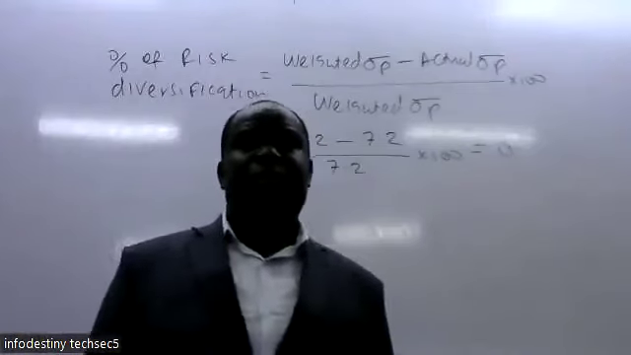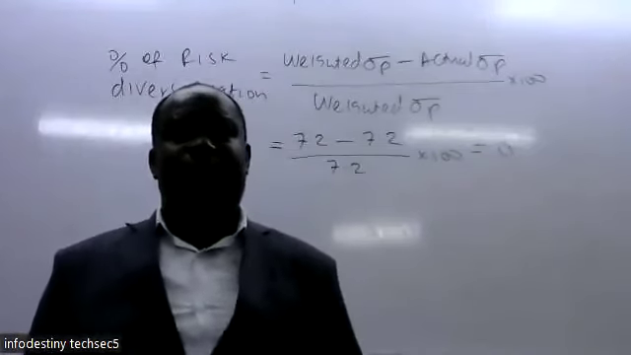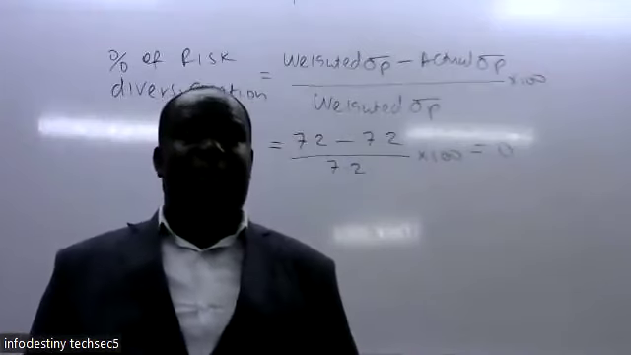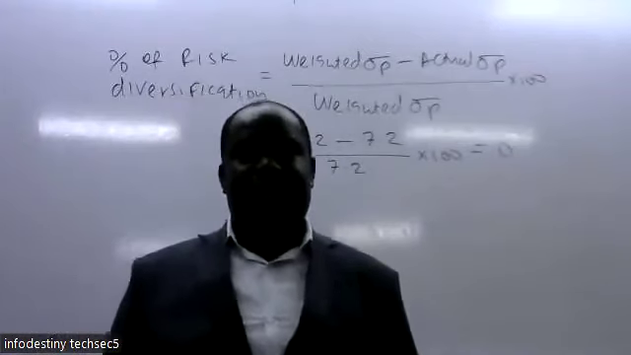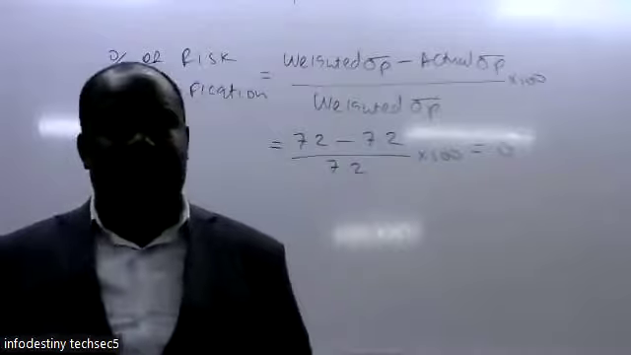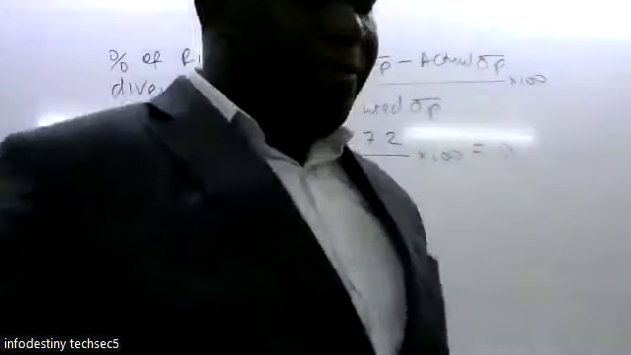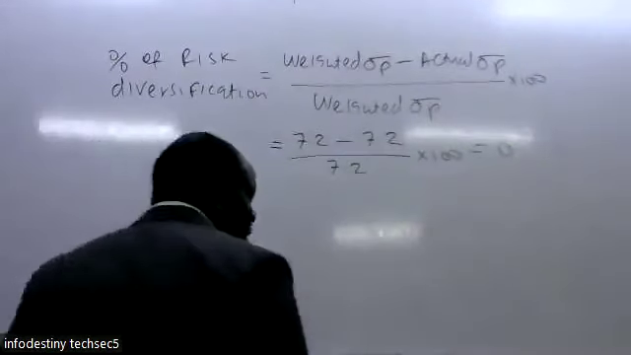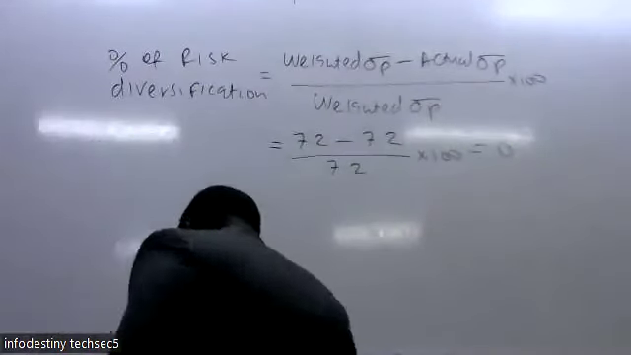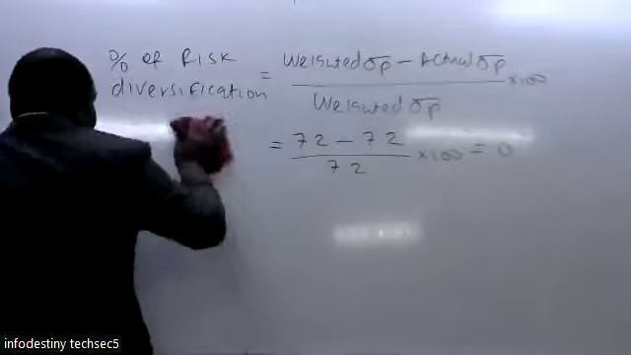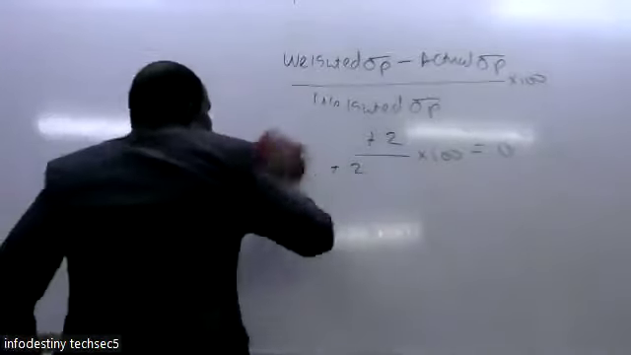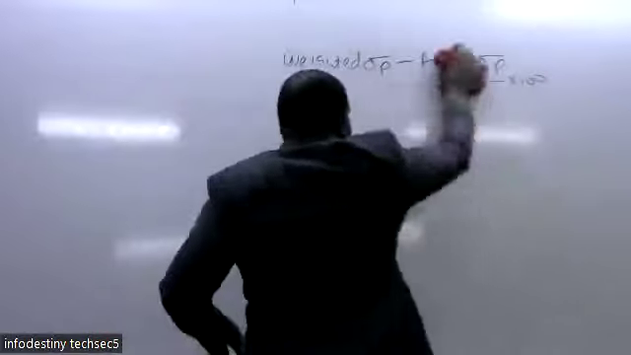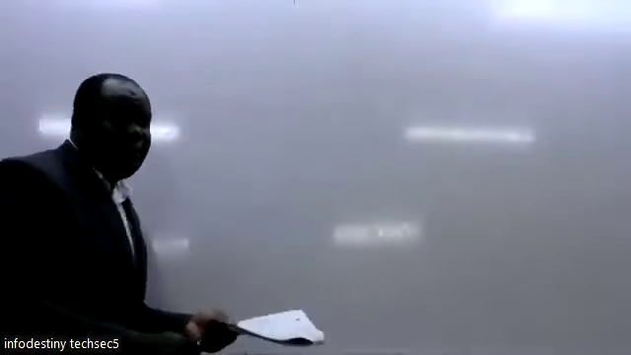So for that question, they have not given you the proportions. They would like you to calculate the proportions. To get those proportions, because it is between security A and B, we use the actual standard deviation of the portfolio.